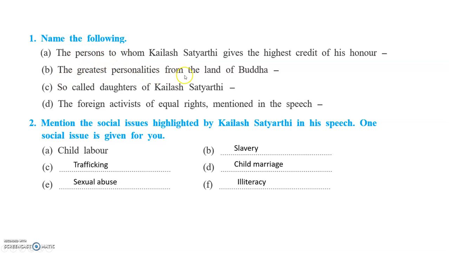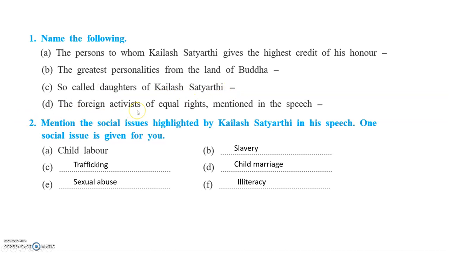Then the greatest personalities from the land of Buddha. We have two names there on page number 79. Please turn your page to 79. You'll see you have two names, Guru Nanak and Mahatma Gandhi. Then you have the so-called daughters of Kailash Satyarthi. If you turn to page number 81, in the second para you have two Kayanats, Sajaya, and the daughters from Africa. All these are the so-called daughters of Kailash Satyarthi.